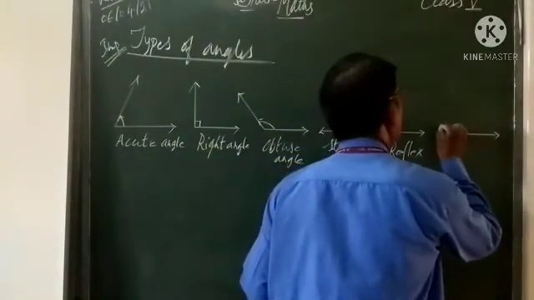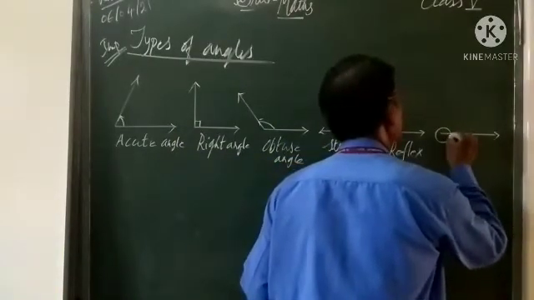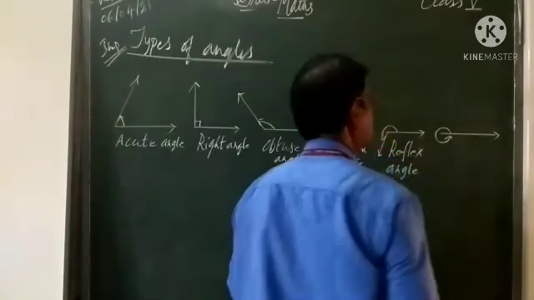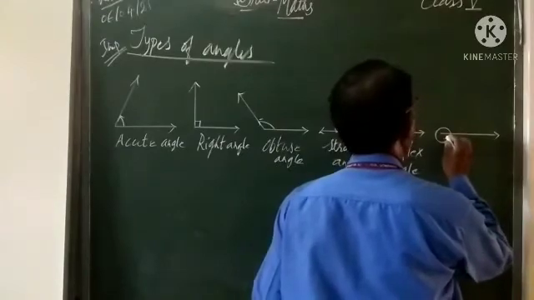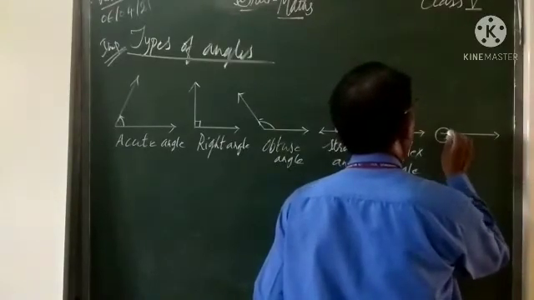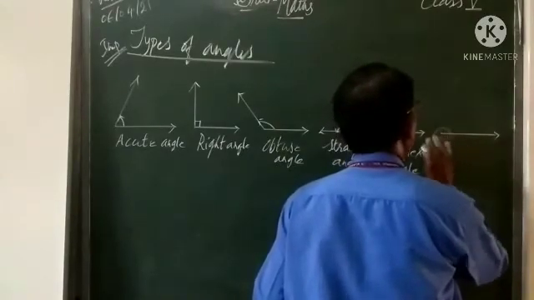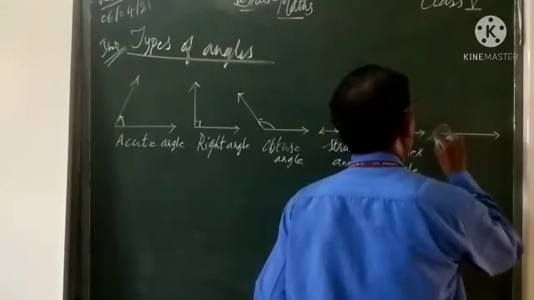And the last one is this one. From here I have started and here I came. So a complete round angle. So complete angle. Such types of angles are called what? Complete angle, or we can say a whole angle. Complete angle, or otherwise another name is whole angle.